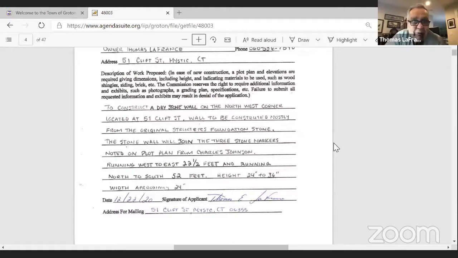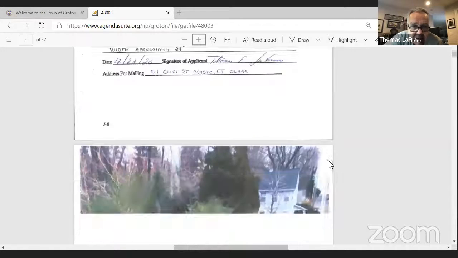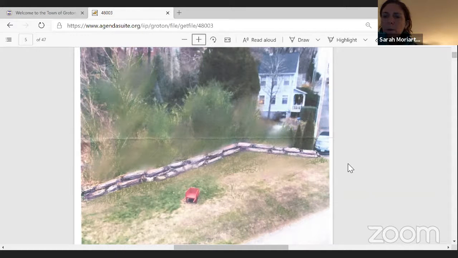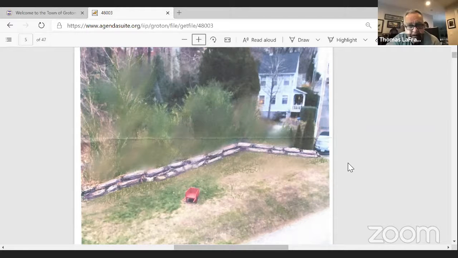Okay. Here. We're going to construct a dry stone wall on the northwest corner located at 51 Cliff Street. The wall to be constructed mostly from the original structure foundation stone. The stone wall will join the three stone markers noted on the plot plan from Charlie Johnson, running west to east 22 and a half feet and running north to south 52 feet, height 24 to 36 inches, width around 24 inches. Okay. There's the picture. There you go. So this is where the proposed stone wall is going? That's correct. Okay.